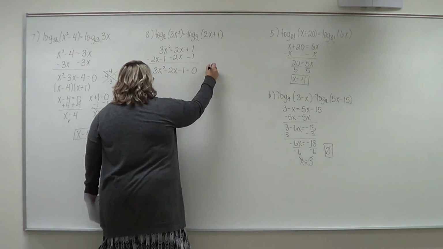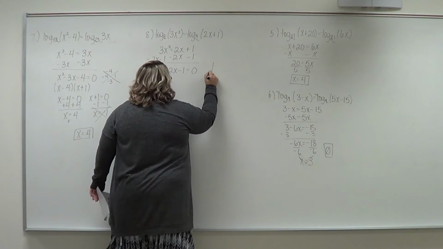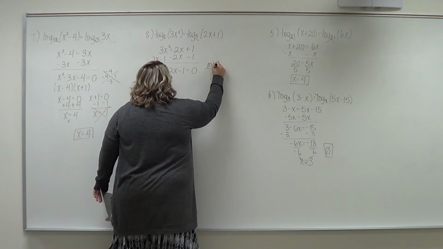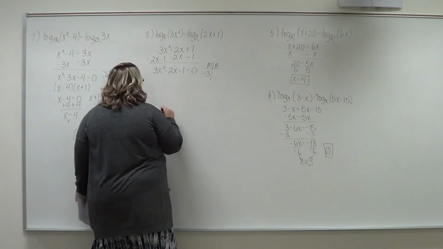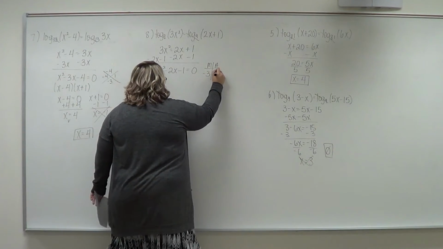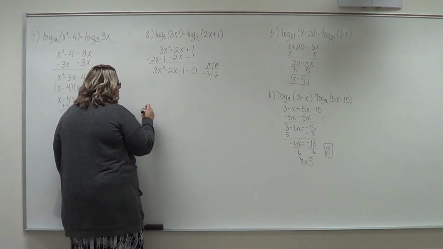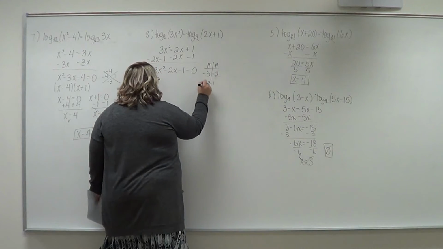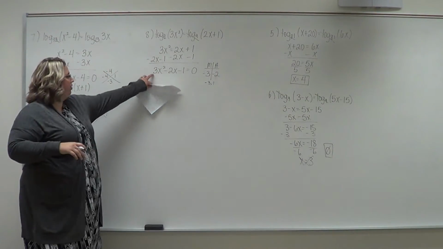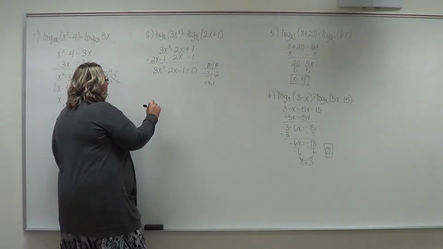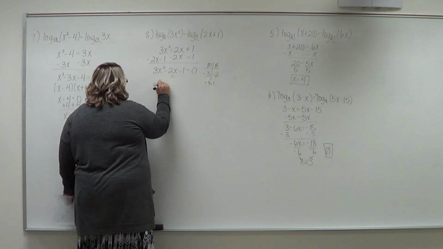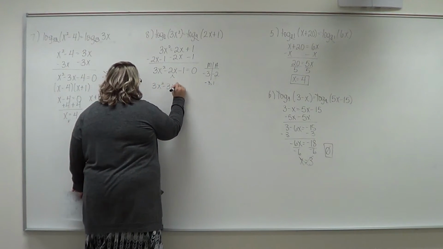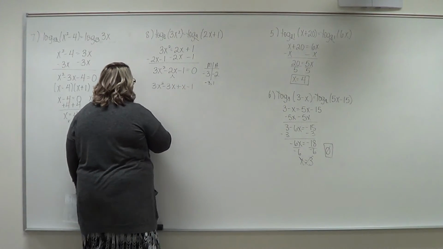Okay, I'm going to factor. Oh, I forgot you guys do it like this. Sorry. So 3 times negative 1 is negative 3. Add to get negative 2. So numbers are negative 3 and 1. Remember, you can't do the shortcut because you got a number in front. So we're going to have to split the middle. So we have 3x squared minus 3x plus 1x minus 1.